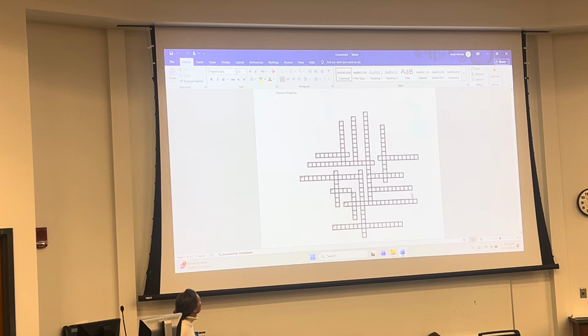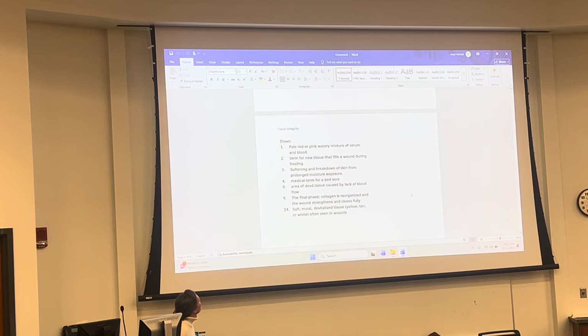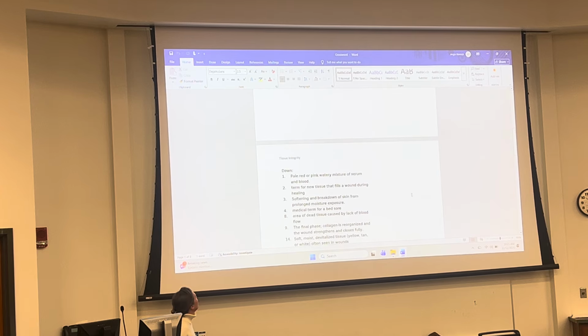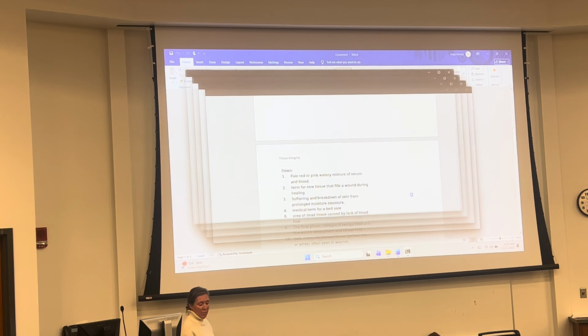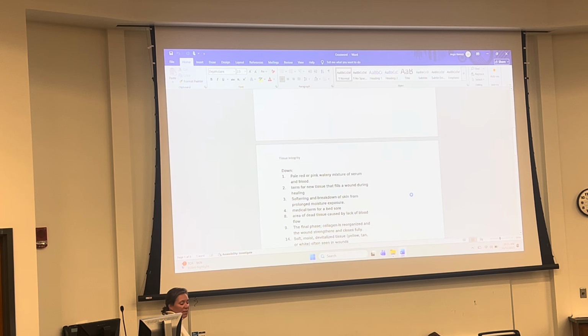All right, here's your crossword in front of you. So we'll just take turns here going through the row. The first one down, so this is all vocabulary. A lot of tissue integrity is going to be vocabulary. Depending on your background and where you're at in your classes, a lot of this is repetitive, or maybe some of it's new. But it's basic A and P as far as the integumentary system.